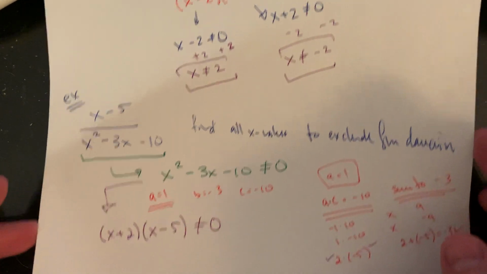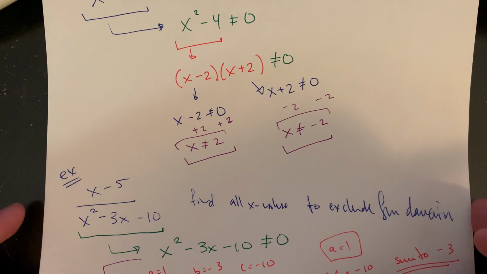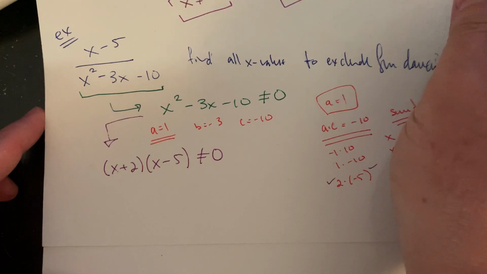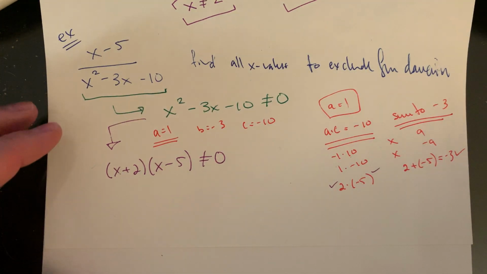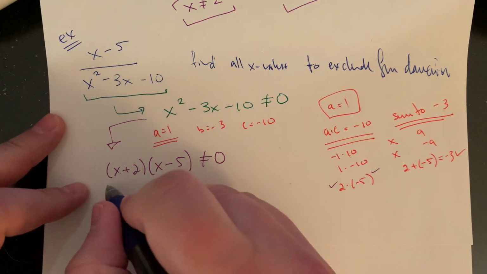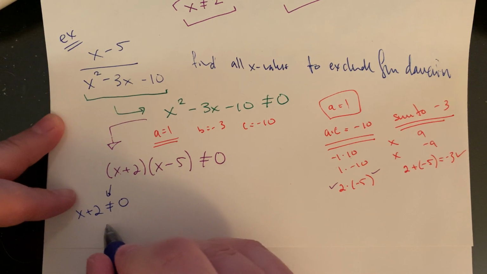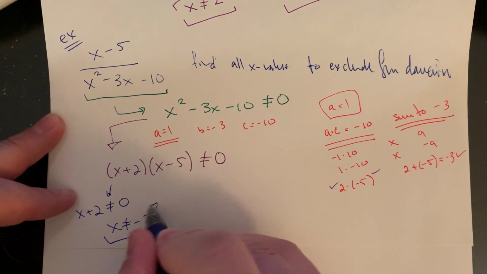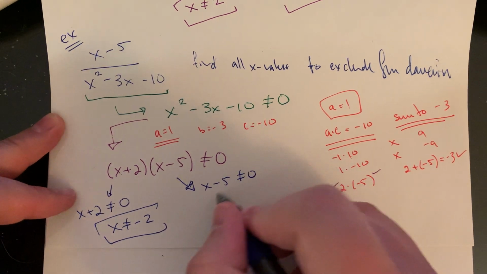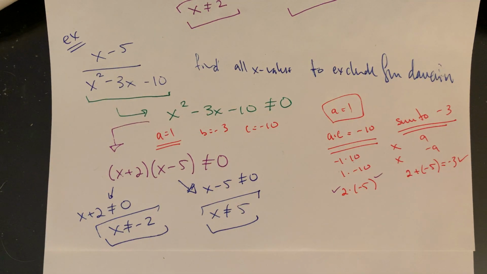Just like we did before, when we had x squared minus 4 factored as x minus 2 and x plus 2, we took each of those individually and solved them equal to 0, or I guess in this case not equal to 0. We'll do the exact same thing here. What marker should we use? Blue, I guess. So x plus 2 is not equal to 0. If we subtract 2, that means x cannot equal negative 2. So that's one of our restrictions. This also means x minus 5 cannot equal 0. If we add the 5 over, x cannot equal positive 5.